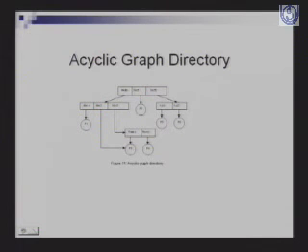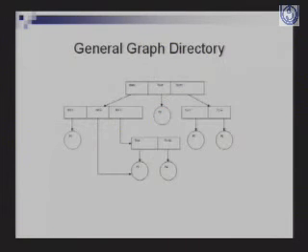Once a cycle is formed, that is called a cyclic directory. This is the general graph directory. The difference between the acyclic graph directory and the general graph directory is that in the general graph directory you may have cycles, but the acyclic graph directory won't allow cycles.